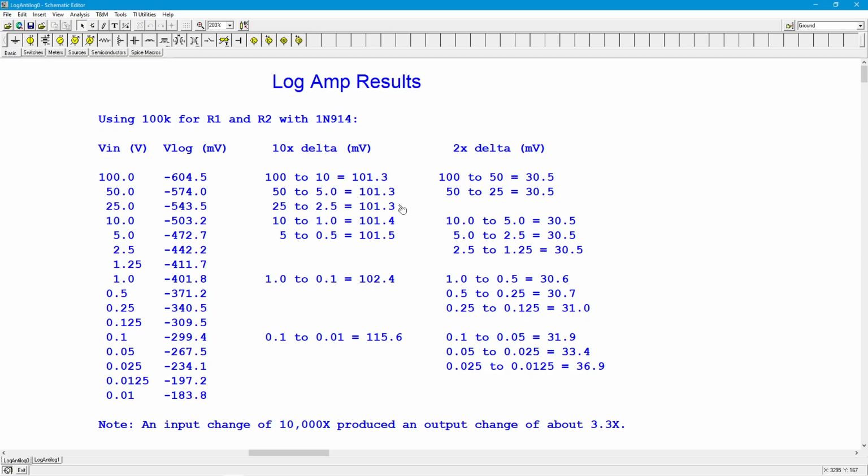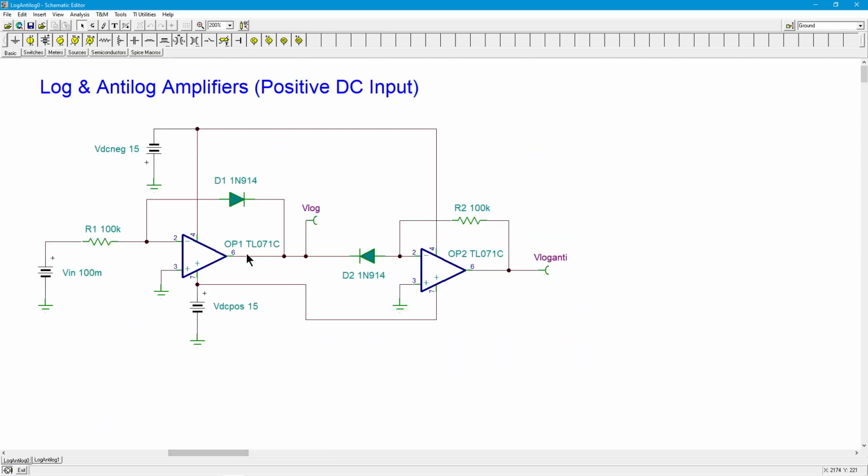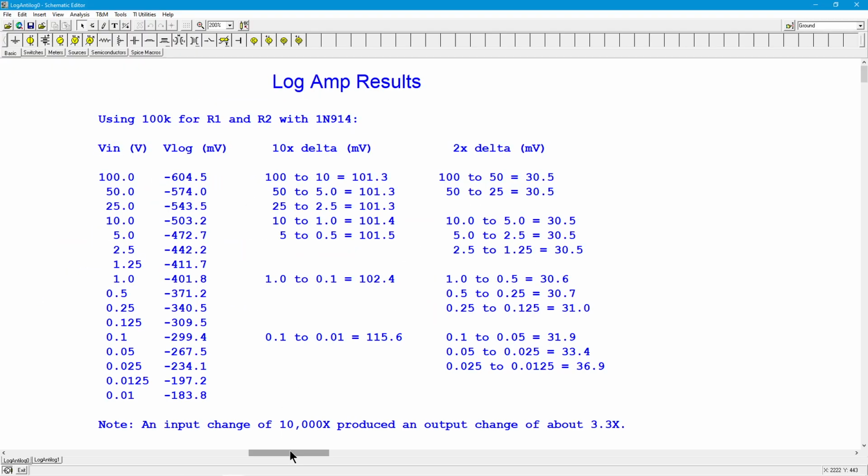Oh, by the way, if you put different diodes in here, that's worth mentioning. If I put in, I don't know, a 1N4002 rectifying diode instead of these 914 switching diodes, you'd get the same kind of result, but you wouldn't necessarily, like in this case, get 101 millivolts. You might get 97 or something, whatever. But the thing I want to point out here is the consistency.